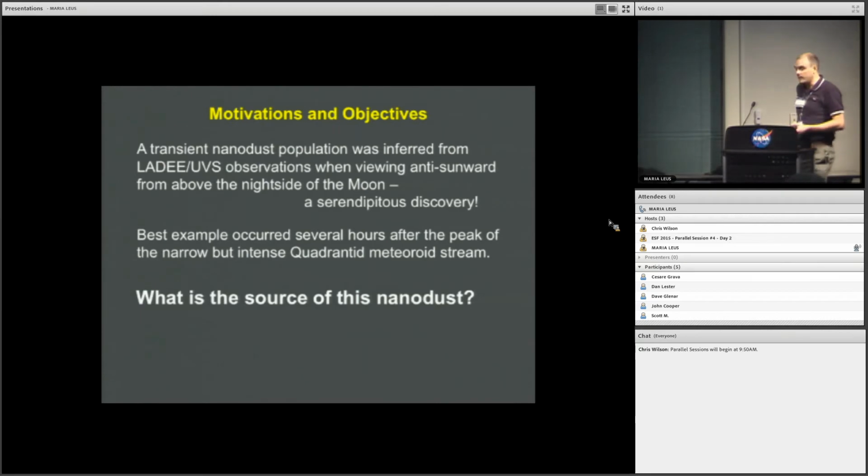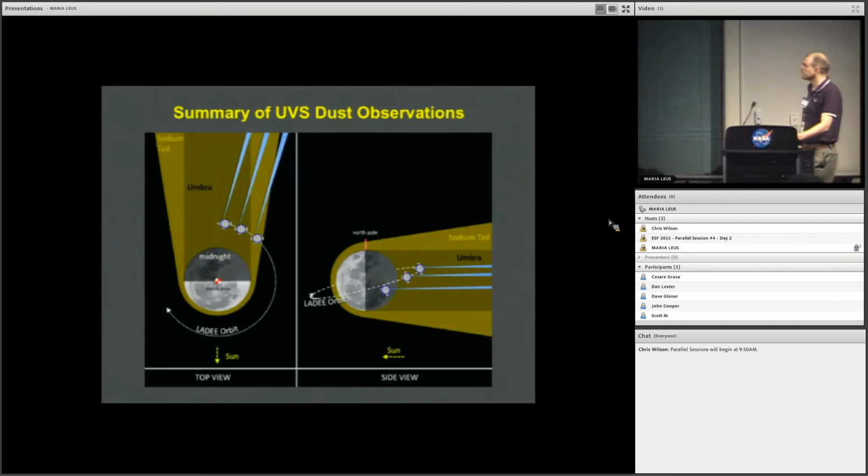Like I said, the big question is, what is the source of this nanodust, and how did it get there? I'm going to run through some ideas that might begin to answer those questions. Okay, so just a summary of those observations.